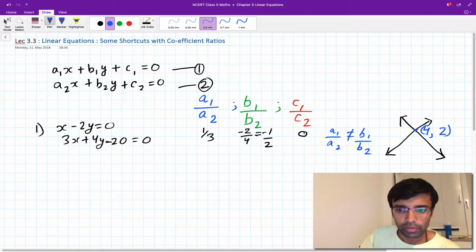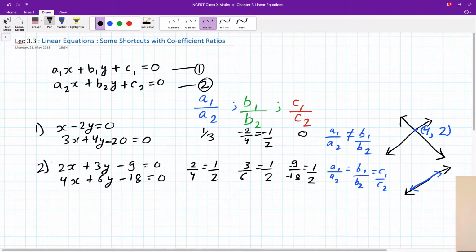So the observation that we can make here is the ratio a1 by a2 is not equal to b1 by b2. And in this case, we had seen that the two straight lines were intersecting, and we had found a common solution. This value of x and y would satisfy both these linear equations. Okay, let us have a look at the second example that we had last time.